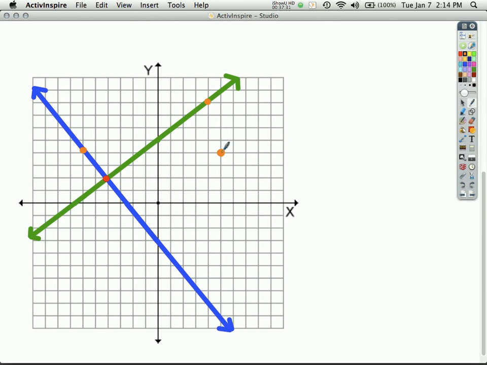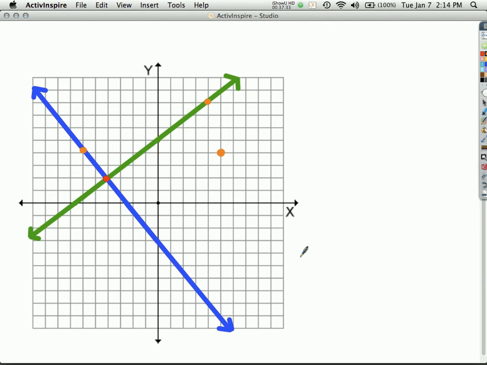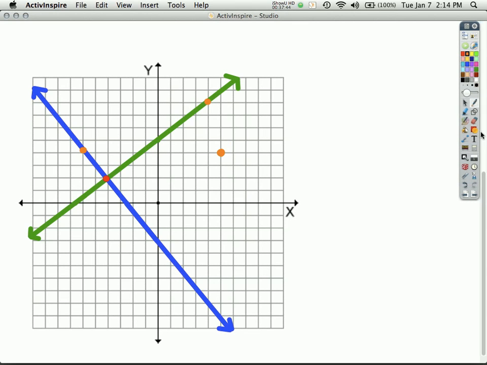What if I picked that ordered pair right there and I plugged it into the system? What would happen? Edgar? It wouldn't work with any of them because it's not on either line. Okay, but the red dot should work for both of them.